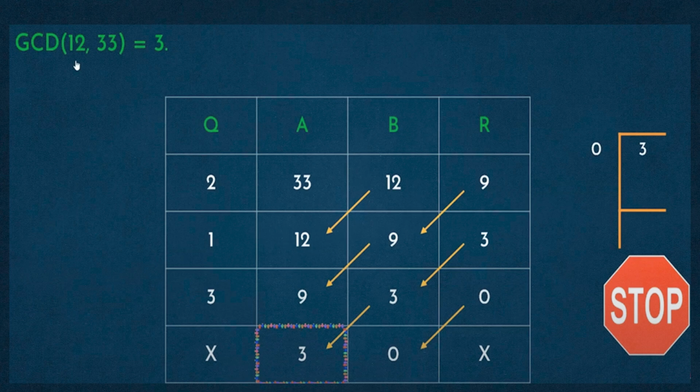So, what will be the GCD of 12 and 33? That is 3, that is the value of a, and it will return a. So, when the value of b is 0, the value of a will be the GCD.